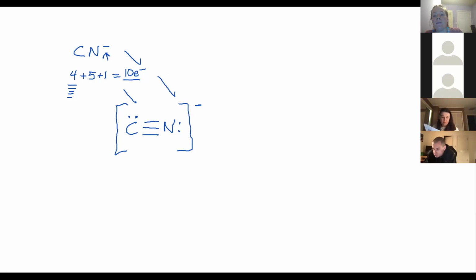Okay, so I'm going to give you a couple molecules and I want you to do the Lewis dot structures for them. PH3, NH4 plus, and CCl4.